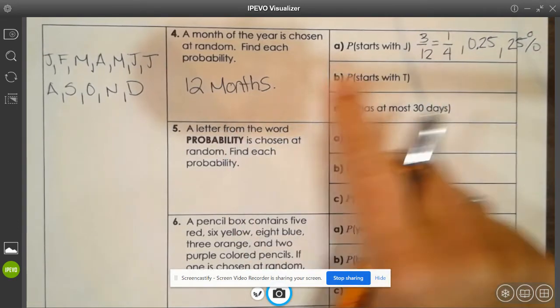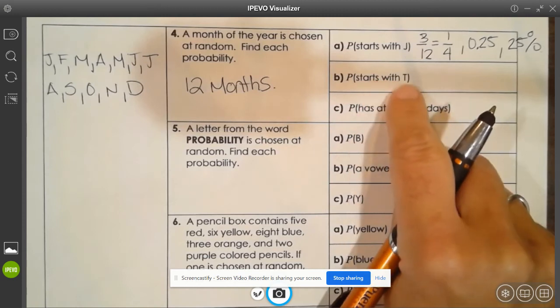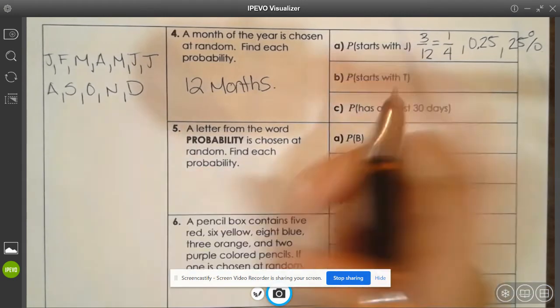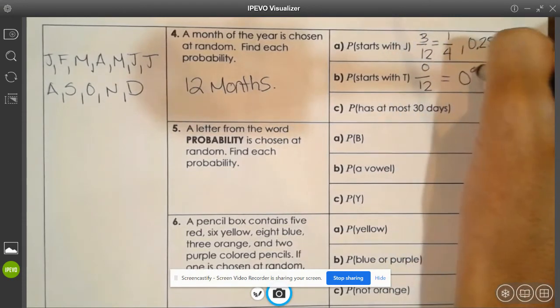Okay? What's the probability that a month starts with T? Well, there's no T here, right? So 0 over 12, which is 0%.